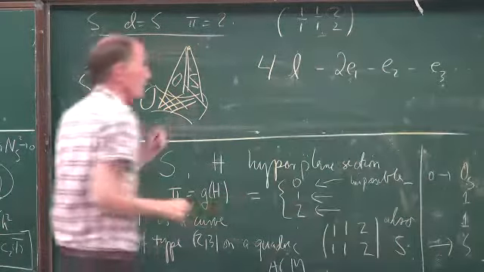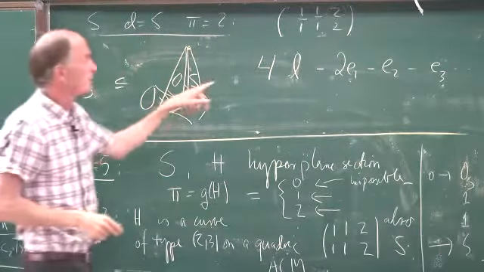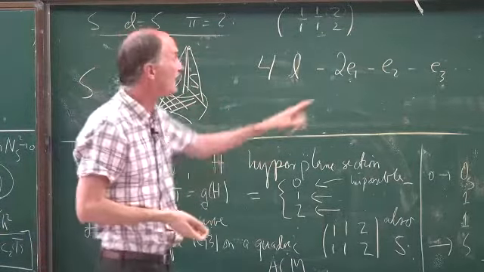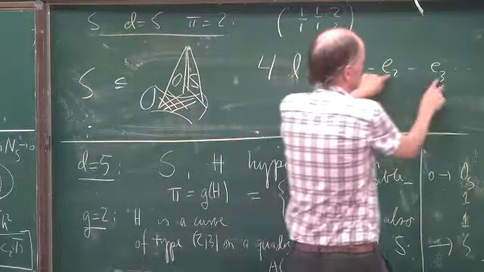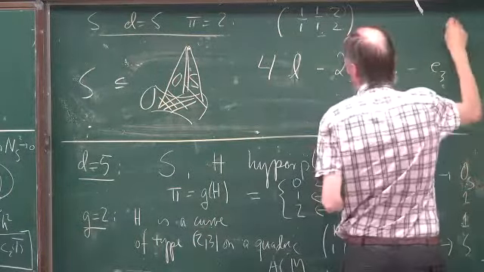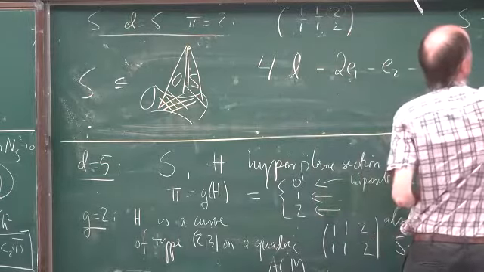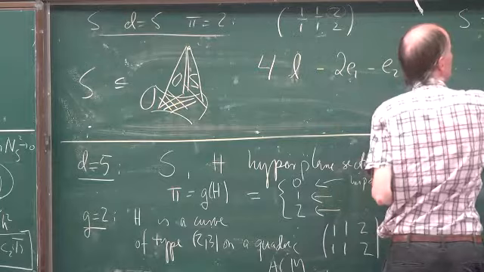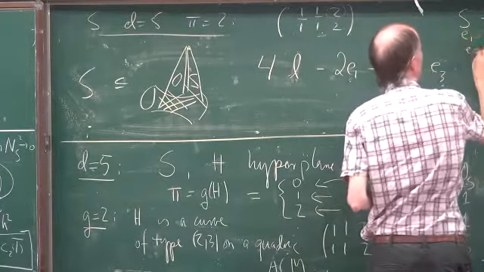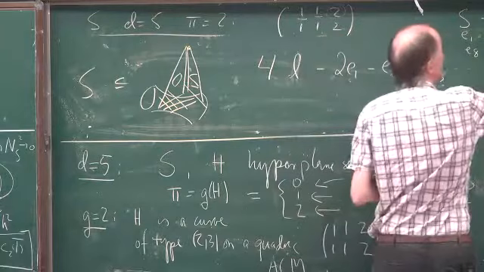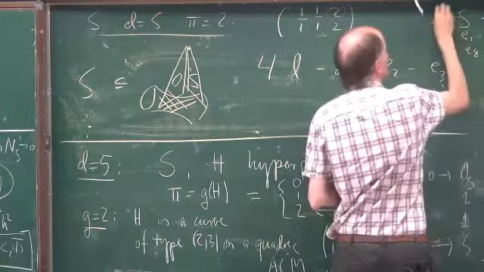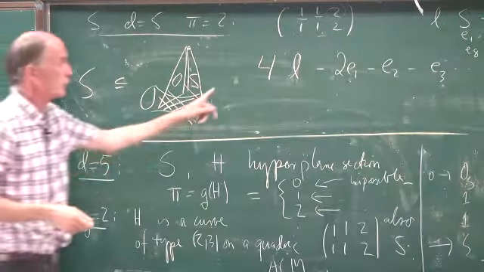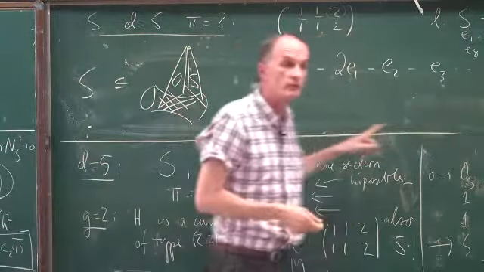So what does this mean? I've blown up P2 in 8 points. So S to P2 are P1 up to P8, and you have E1 up to E8 over there. And then you have a line L, and the pullback of a line is this L upstairs. So this is the way I write this linear system.